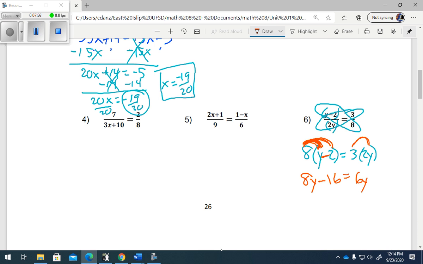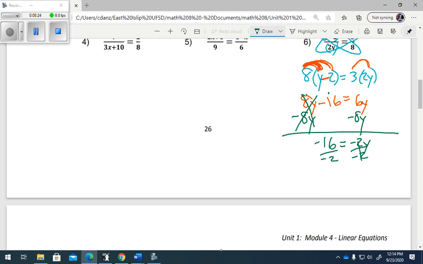Now, the thing that I should do next is subtract an 8y from both sides. So I started over on the left side because there were 2 things on the left and only 1 thing on the right. I like to keep something on both sides. 6y minus 8y is negative 2y. And then we divide by negative 2. Y equals 8. Again, you don't have to do checks in this lesson.